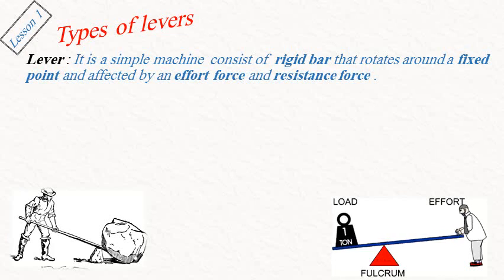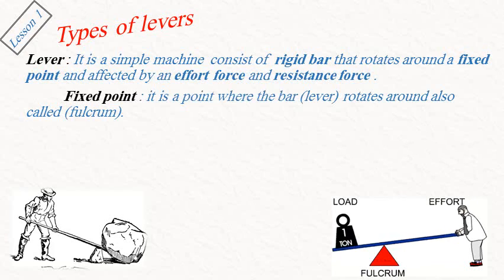The lever consists of a rigid bar, whether straight or curved, that rotates around a fixed point and is affected by two forces, effort force and resistance force. Effort force tries to equilibrate resistance force to set the lever, or the rigid bar, in balance. Okay, what is meant by fixed point? Fixed point is a point where the bar rotates around. The scientific term for fixed point is fulcrum.